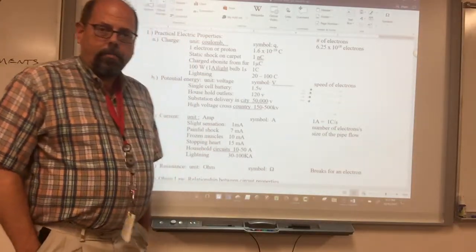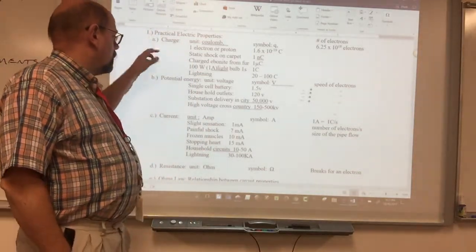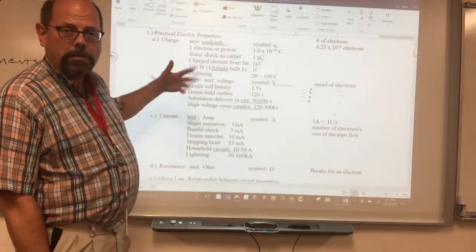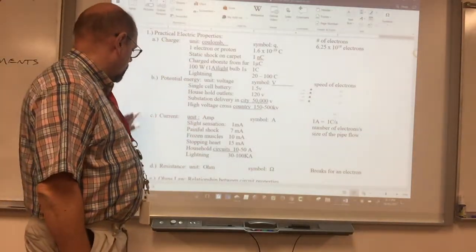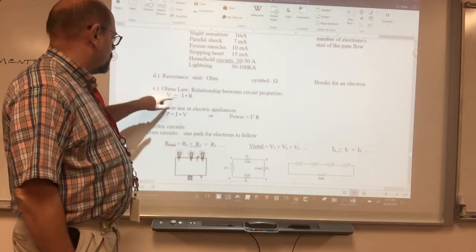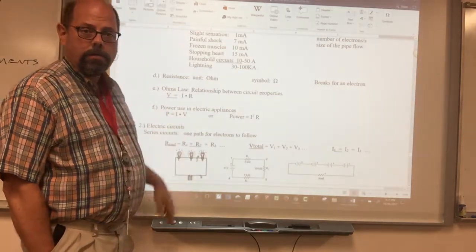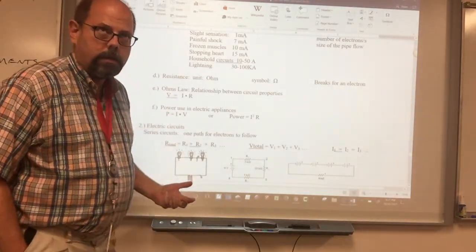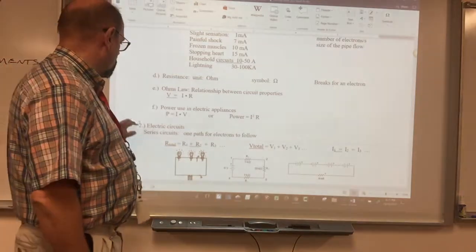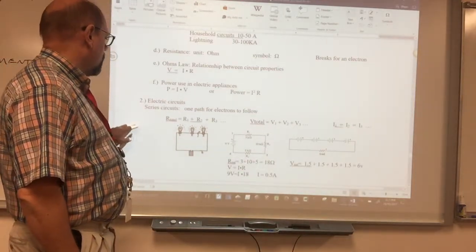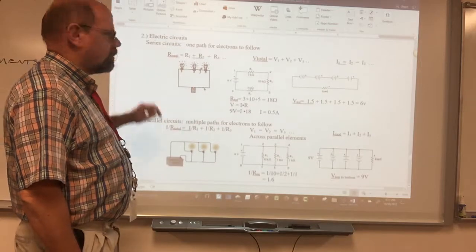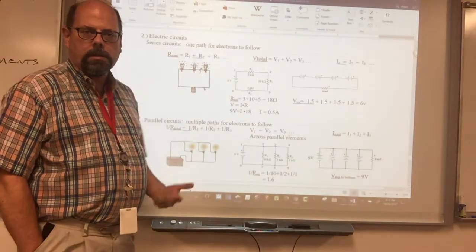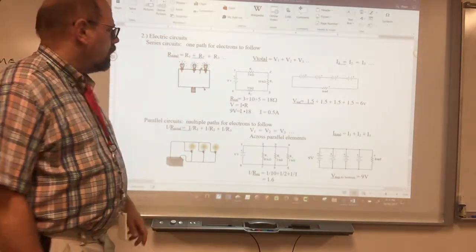So hopefully you're getting a better feeling for charge and the potential energy, what those actually mean in a circuit, the current, resistance, the relationship between those, Ohm's law, which is voltage is equal to current times resistance, and how much power gets used. Because I want to concentrate a little bit and give you some more focused exercises on some trickier circuits.